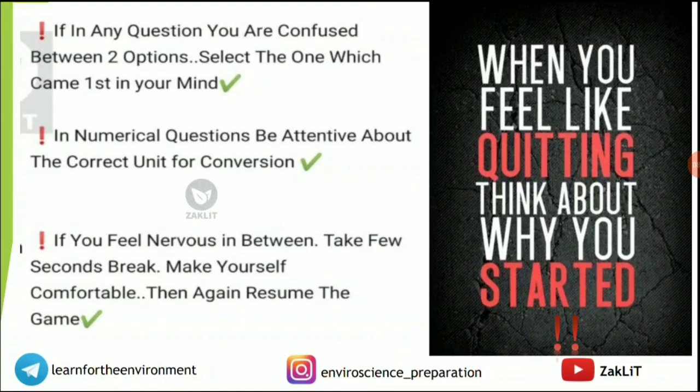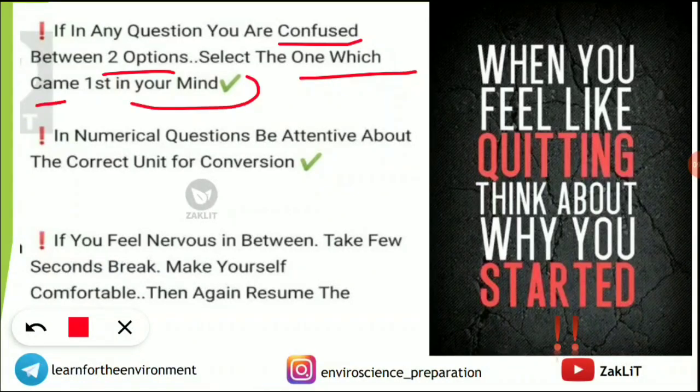Next, sometimes what happens is that between 2 options we get confused, either A or B, either A or C. In that case you don't have any choice. I will suggest that you select the one which came first in your mind. Yes, because somewhere you would have read it or seen it in a video, that's why it came first in your mind. That is the psychological effect. So whatever option came first in your mind, go for that option if you are confused between 2 options for any question. This is the tip.